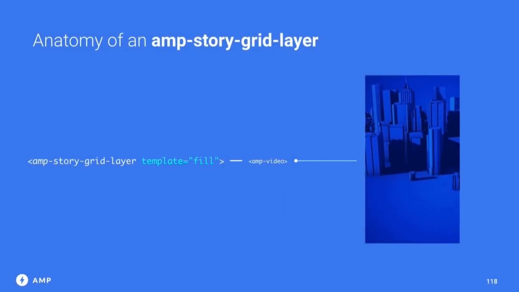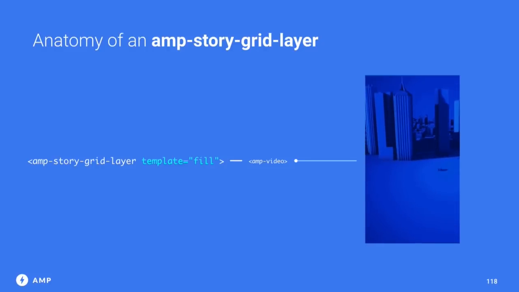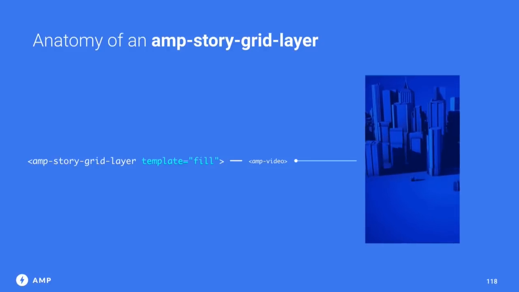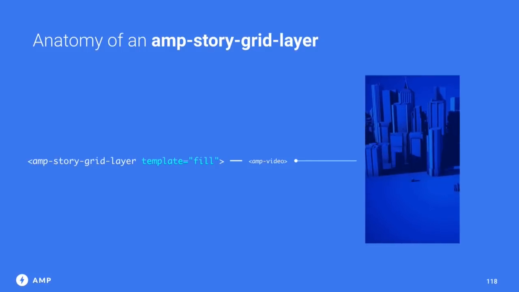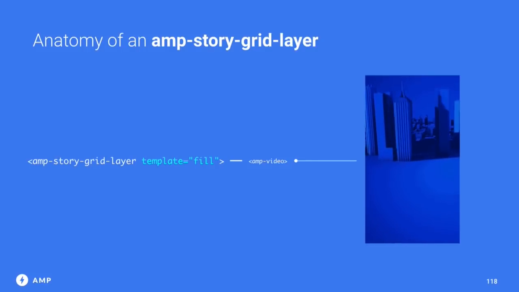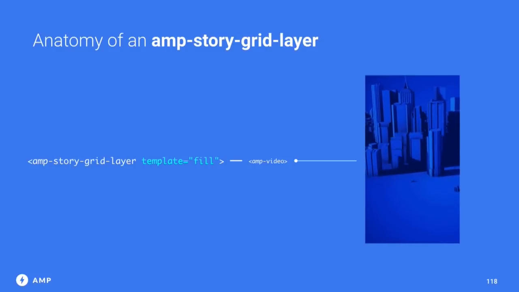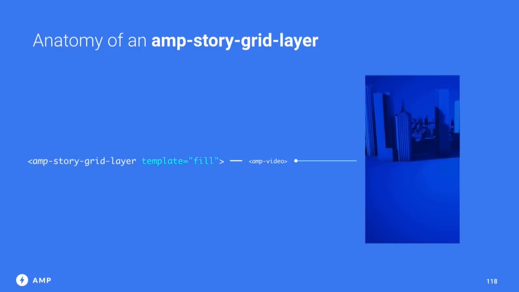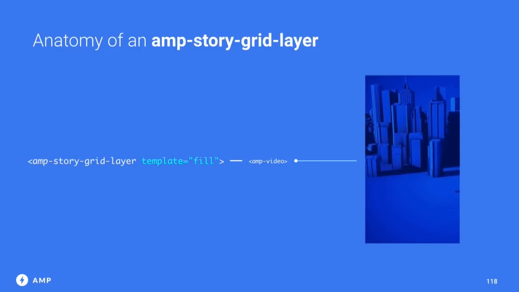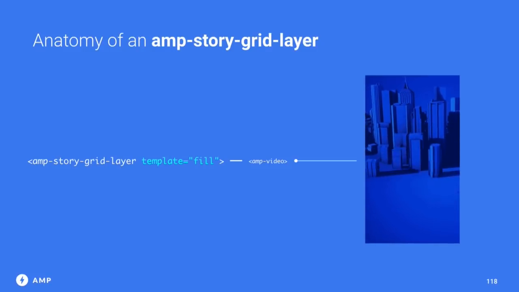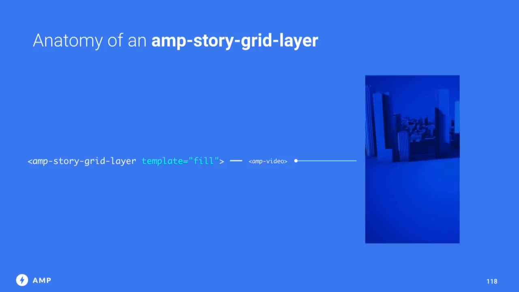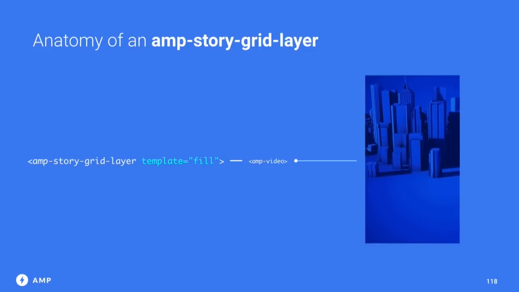Now, each layer contains HTML or AMP elements to create the desired visual effect. So in the case of our background video layer, surprise, surprise, it has a single element, which is just a video. So this just uses AMP video just like any other AMP page would. But here we also have a template equals fill attribute, which is specific to stories, which indicates that this video should indeed be full bleed.